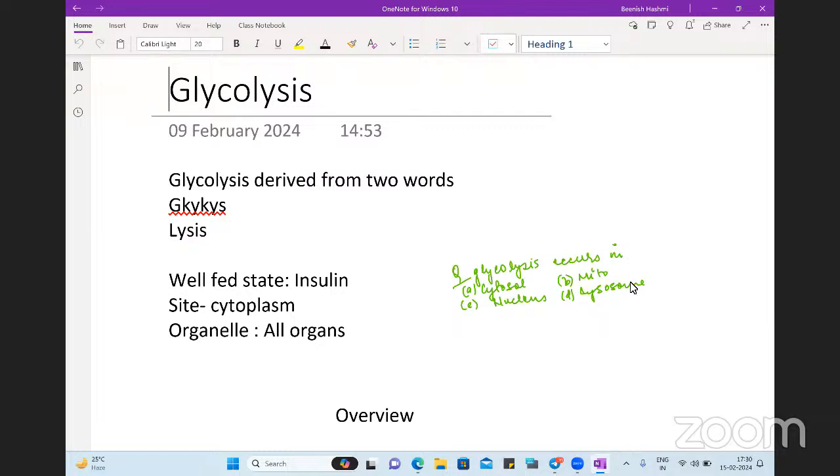So the hormone for the well-fed state is insulin. Insulin is released only when there's glucose influx. So glycolysis takes place in the well-fed state under the influence of the hormone insulin. The site for glycolysis is the cytoplasm, and glycolysis takes place in all the cells and all the organs of the body.